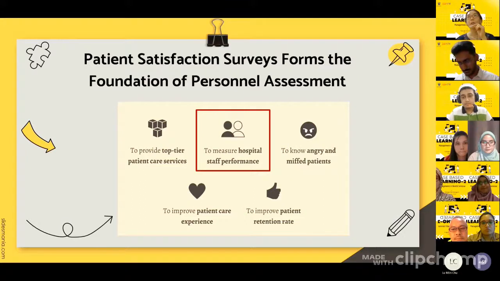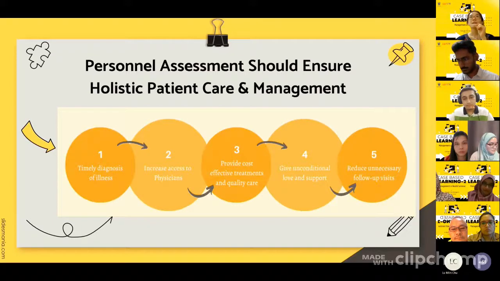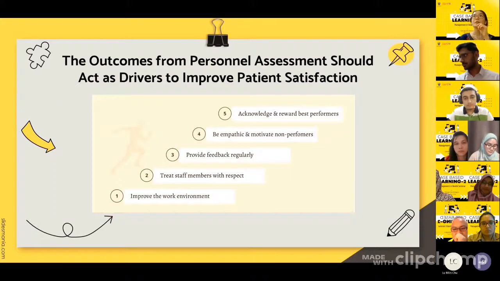So here are some common reasons that patient satisfaction surveys are conducted, and one of them is to measure hospital staff performance. Personnel assessment should encapsulate elements that are fundamental to patient satisfaction, and the focus should be on ensuring holistic patient care and management, which includes timely diagnosis of illnesses, providing quality care, and reducing unnecessary follow-up visits. The outcomes of personnel assessment should also act as drivers to improve patient satisfaction.